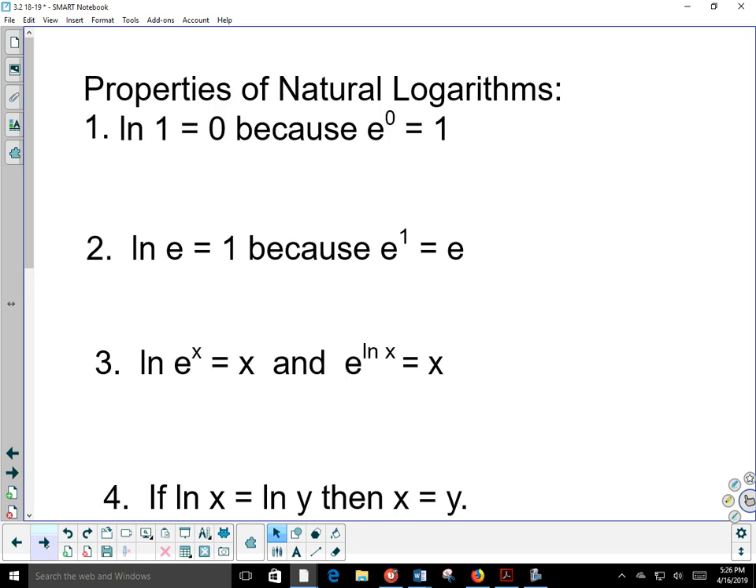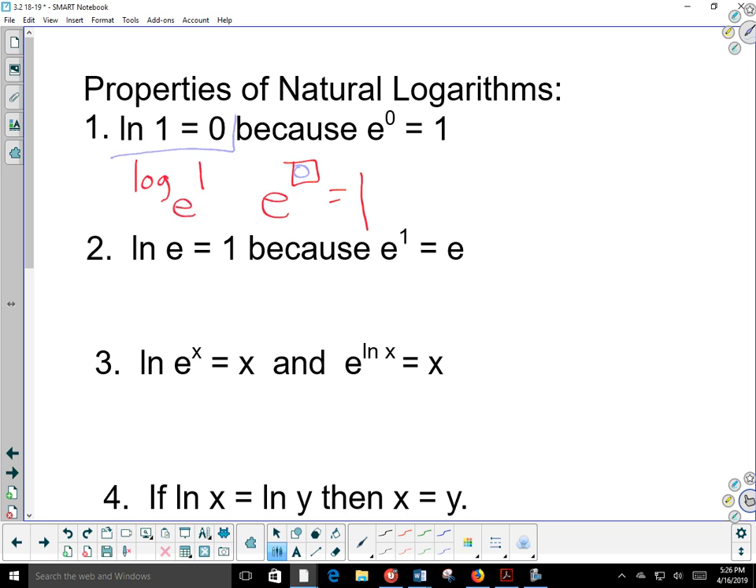Let's move on. Let's talk about the properties of natural logarithms. These properties are just like the properties that we talked about in class. So ln of 1 is equal to what? Well, remember, ln of 1 means log to the base e of 1. So that means e raised to what power gives me 1? Well, e to the 0 power will equal 1. So that's why ln of 1 is always equal to 0.